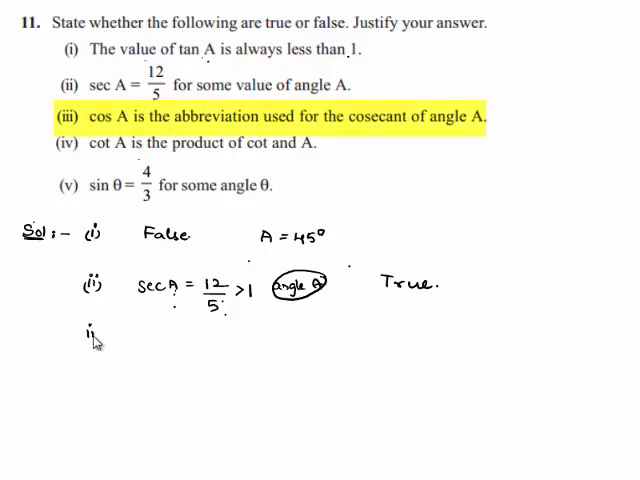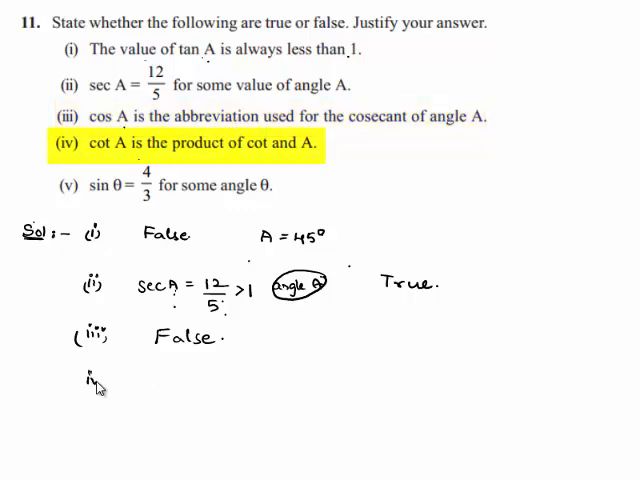Now moving on to the third bit. Cos A is an abbreviation used for cosecant of angle A. No, cos A is used for the cosine of the angle. We can write that the given statement is false, as cos A is used for the abbreviation of cosine.